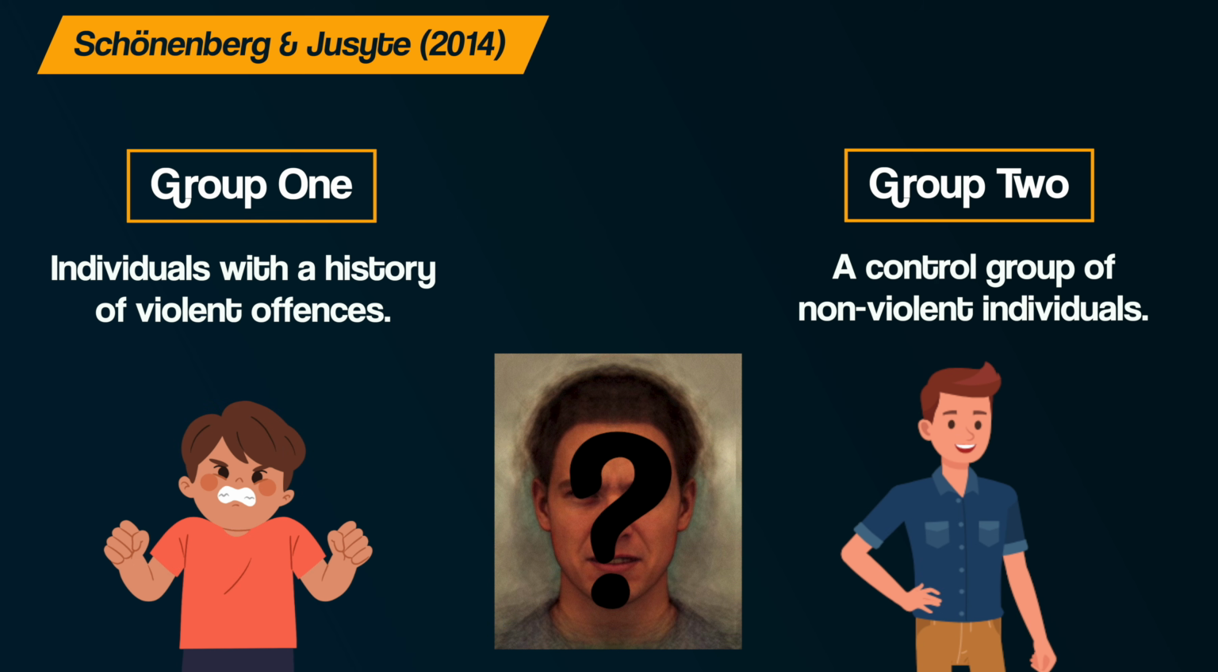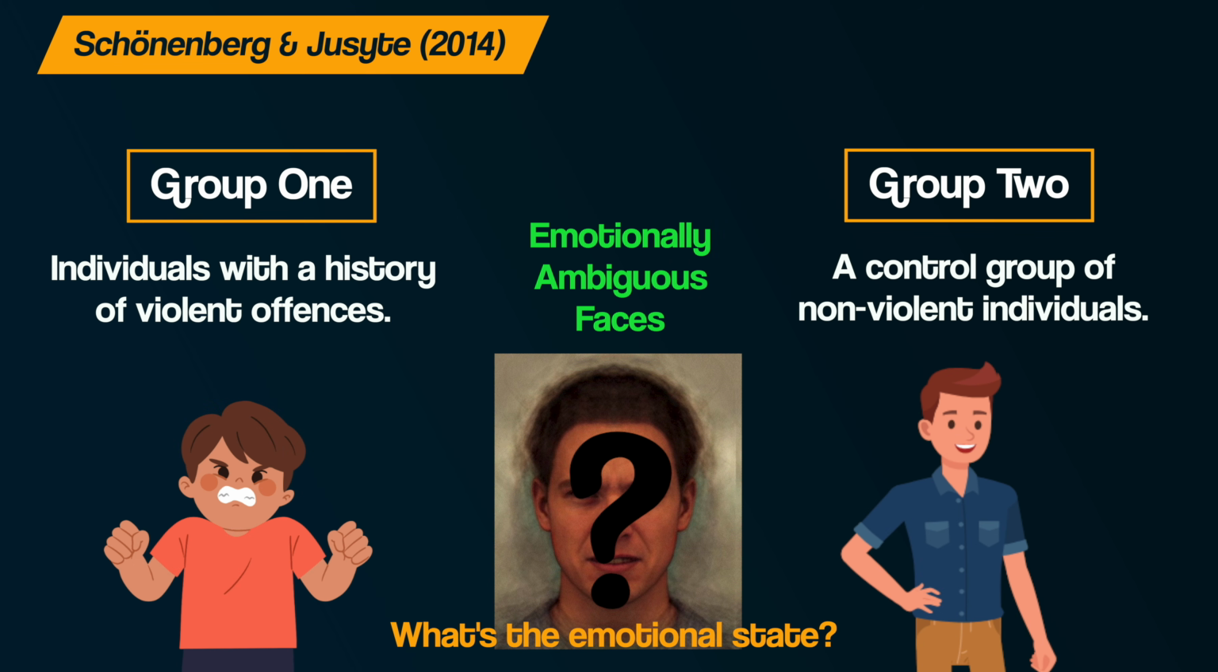The researchers showed participants a series of emotionally ambiguous faces. What they found was that the violent offenders were significantly more likely to interpret these ambiguous facial expressions as hostile or threatening compared to the control group. This suggests that misperceptions of social cues can contribute to violent behaviour.